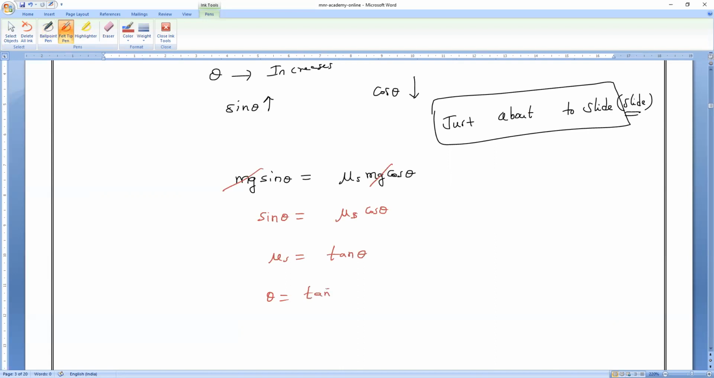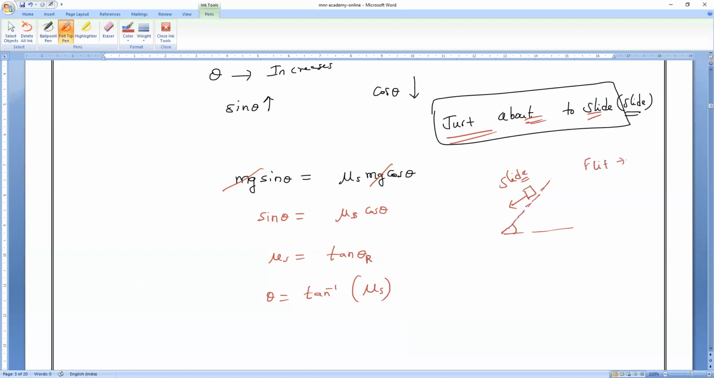Tan theta is equal to mu s, so the angle is tan inverse of mu s. All of you observe very carefully. This theta is what we call R. It is just about to slide. More than this, if there is even a little change in angle, the object will either remain at rest or start sliding up.